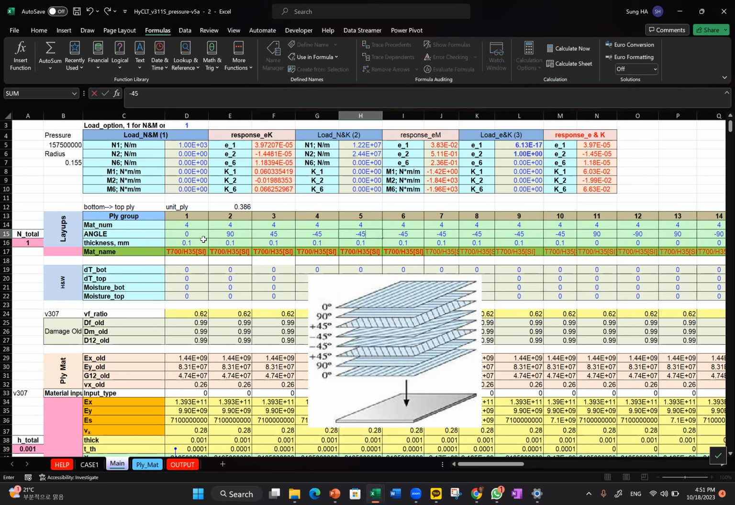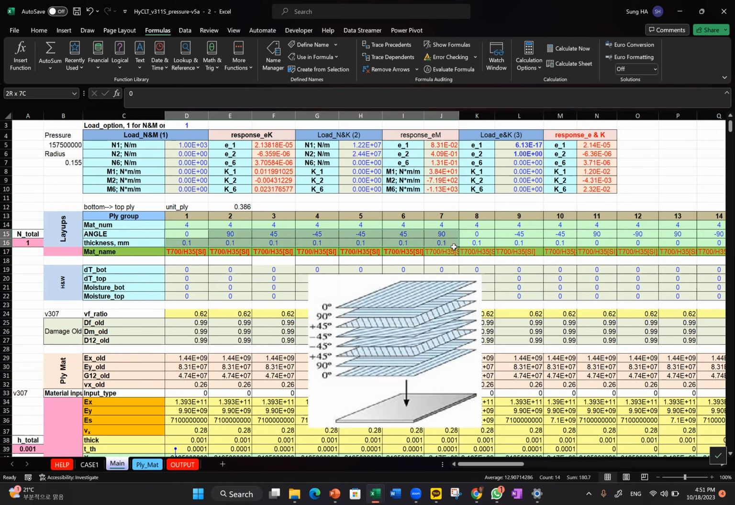Minus 45, and 45, and 90, and 0. Okay. So how many ply? We have 1, 2, 3, 4, 1, 2, 3, 4. And notice that it's symmetric. Symmetry means with respect to a middle plane, the angles are mirror images, right? So there's only 8 ply.